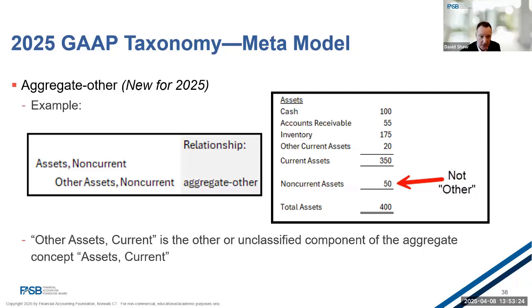On the left side of this slide, we have assets non-current having an aggregate other relationship with other assets non-current. On the right, we have a partial balance sheet. As you can see, current assets is broken down into its component parts, which includes other current assets. However, non-current assets is just reported in the aggregate. So this would not represent the concept of other assets non-current. It would represent the aggregate or total of assets non-current. That's how it should be appropriately tagged.